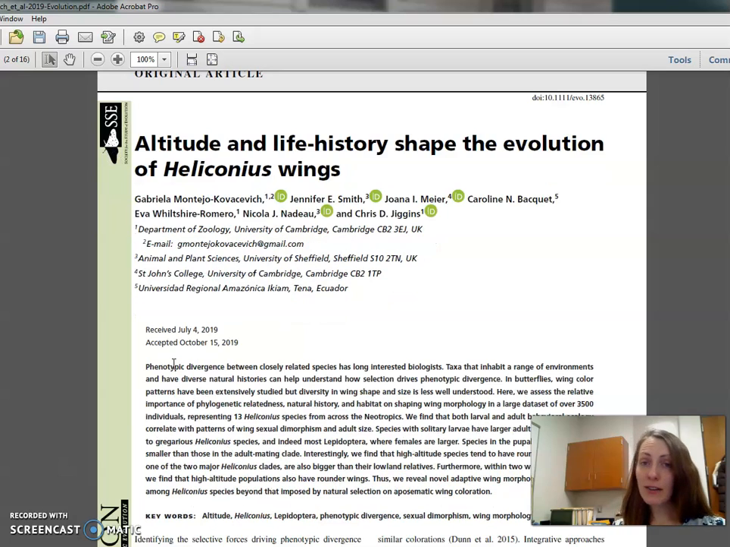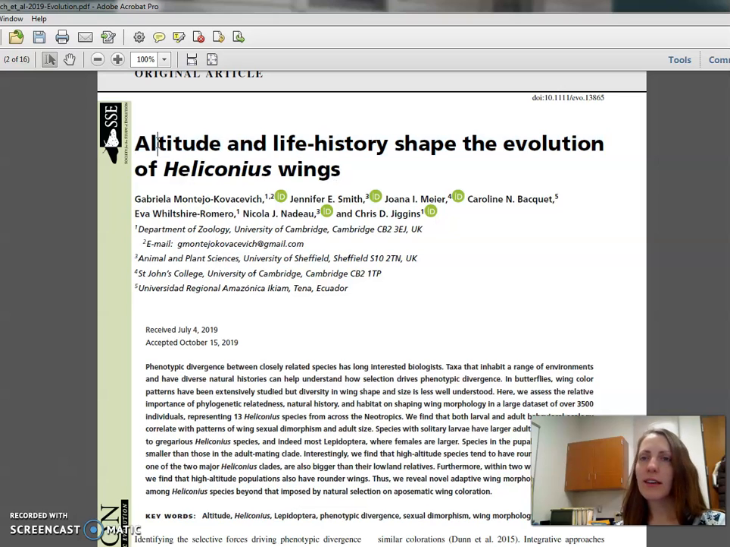Okay, so you're going to have an article. Obviously, it's going to have a title. That would be the first thing to read. So we're reading this title. This is an article published in the journal Evolution. It's an open source article, so I'm not breaking any copyrights by putting it up here. Okay, and you can see that the article is titled Altitude and Life History Shape the Evolution of Heliconius Wings. So this is a type of butterfly.